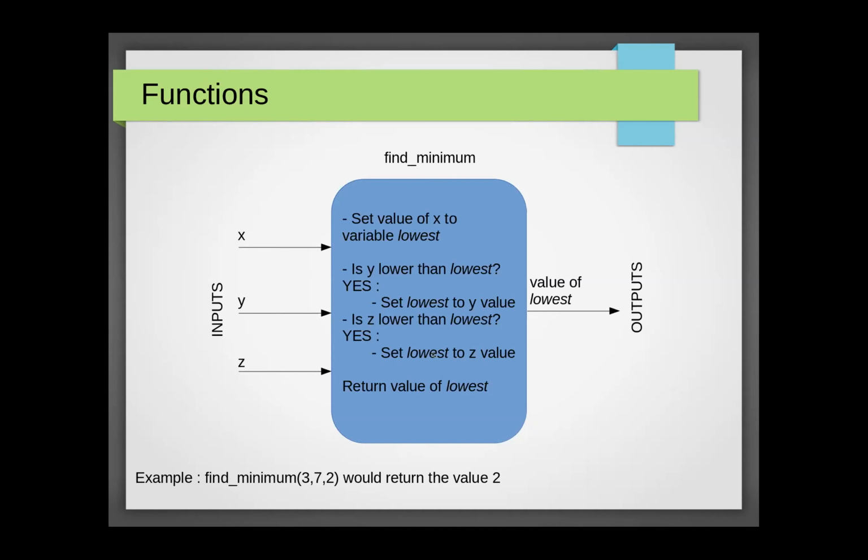And then once we get to the end of these instructions, it'll return whatever value is stored in lowest, and that will be the output. So if we defined that function in that way, and then we called the function with these inputs, and we said, okay, computer, I want you to find minimum on 3, 7, and 2, it would return the value 2, because it would start by assuming 3 is the lowest, then it would check 7 and say, is that lower? No, it's not, so 3 is still the lowest. Then it would check the value of 2, that is lower, so now 2 becomes the lowest value, and that's the value that would be returned.